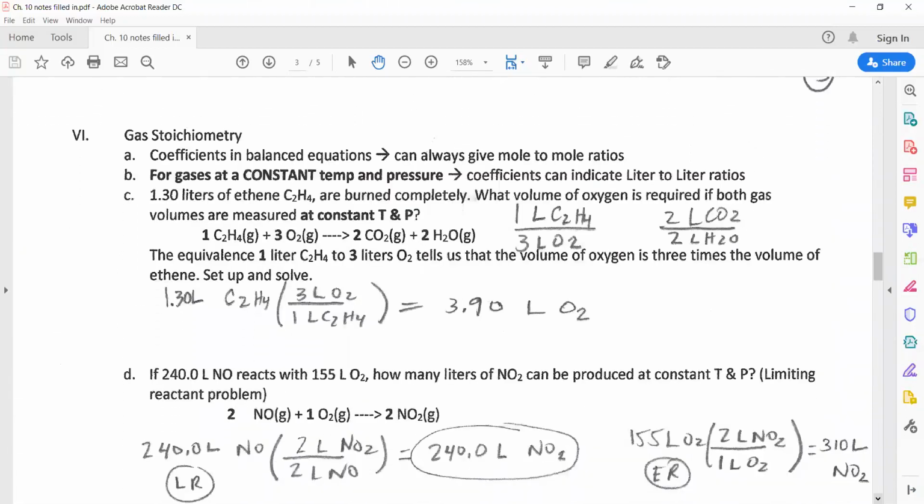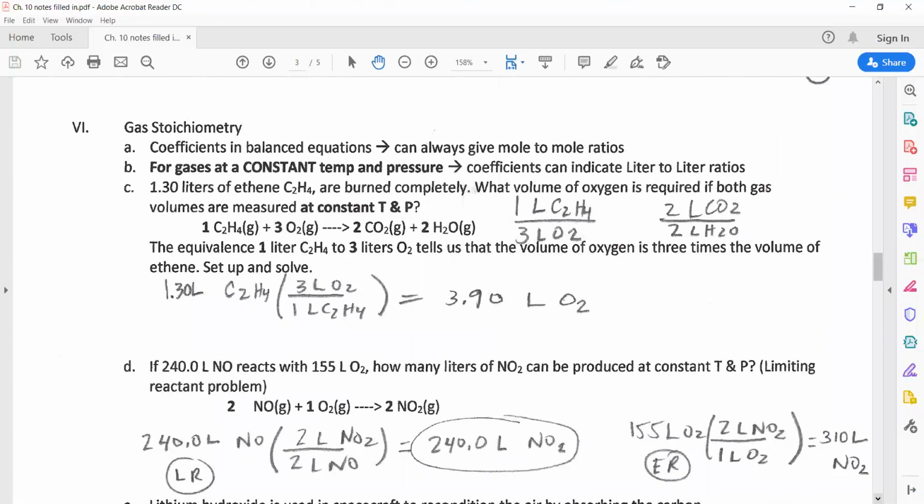We also can see gases come into play in balanced equations. So we can be reacting gases, producing gases, and then trying to use our stoichiometry to determine the amounts. So here we know that if we have a balanced equation like this one right here, the coefficients always and forever can be mole-to-mole ratios. So 1 mole of C2H4 will react with 3 moles of oxygen, for example.